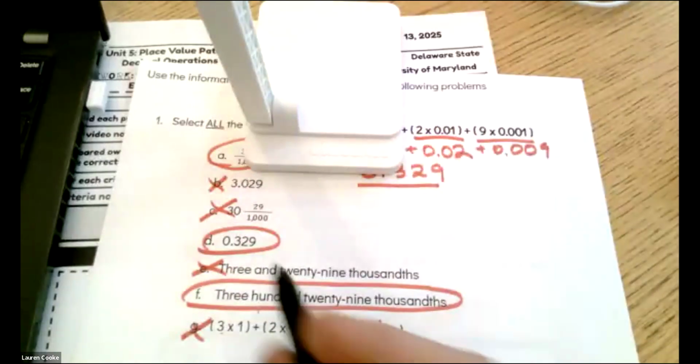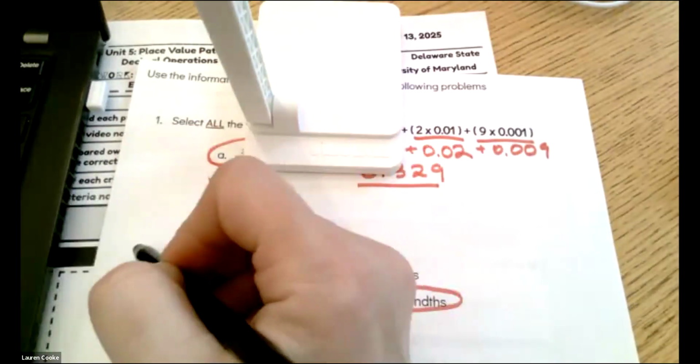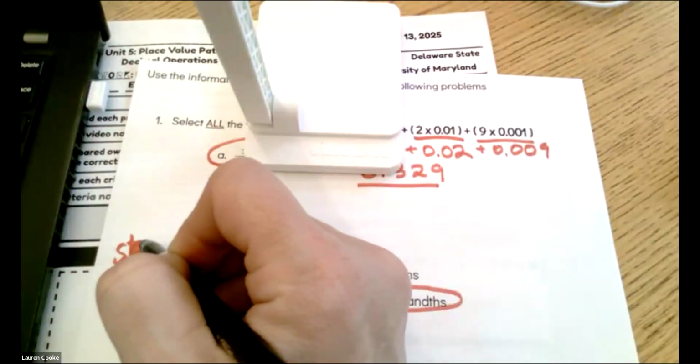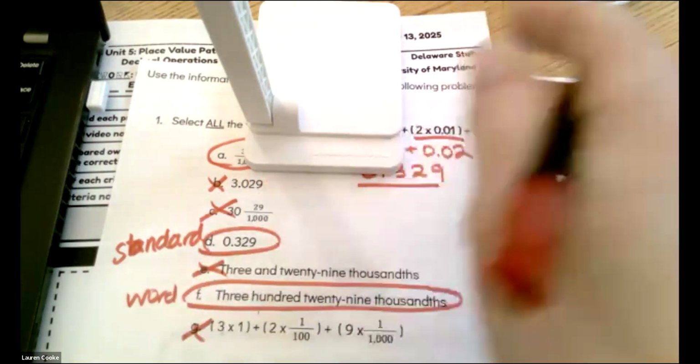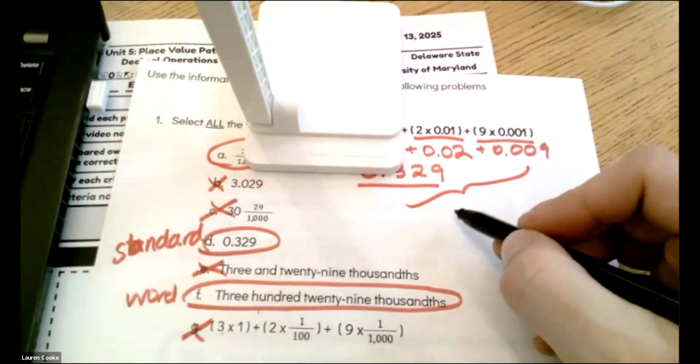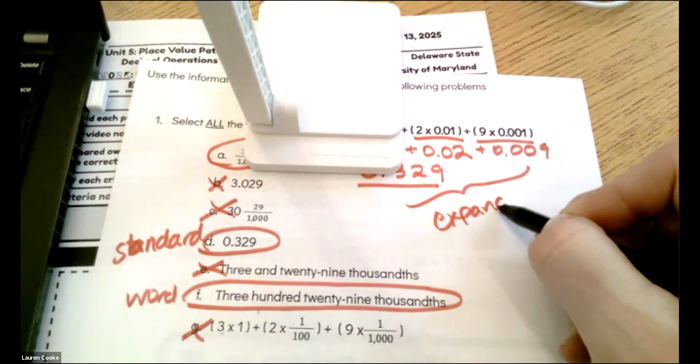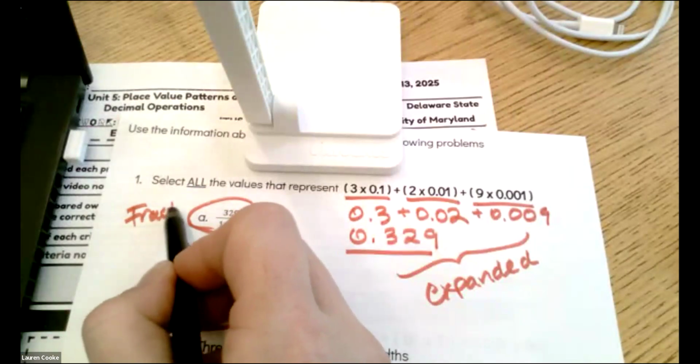All right, so I saw it in word form, standard form. This is expanded because it's by each place value. And then this is fraction form. All right, let's look at the next one, the shaded region.